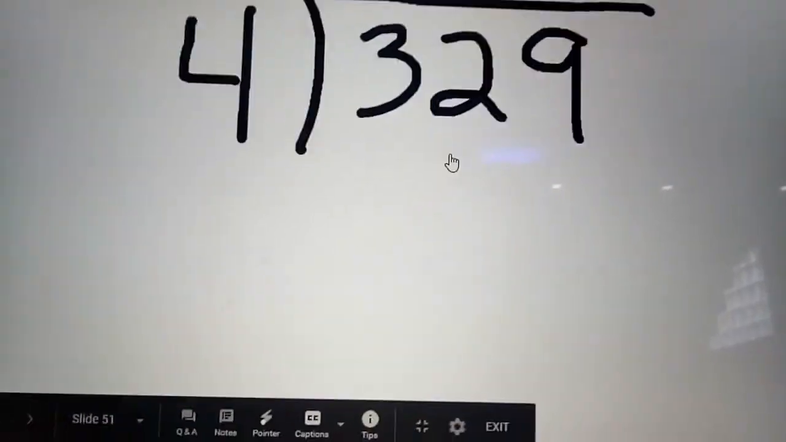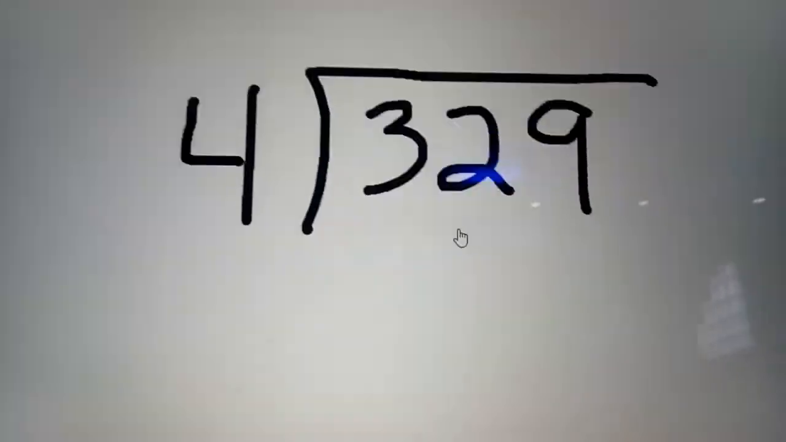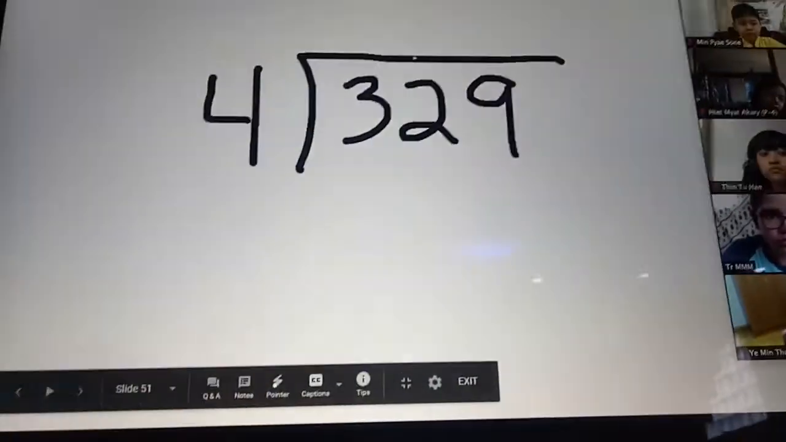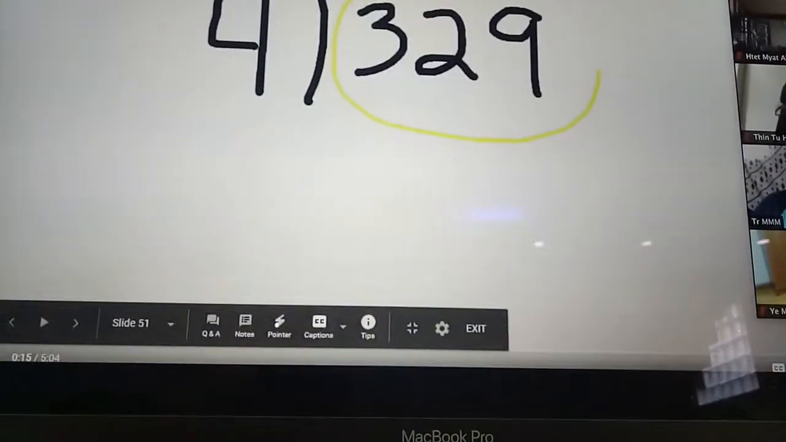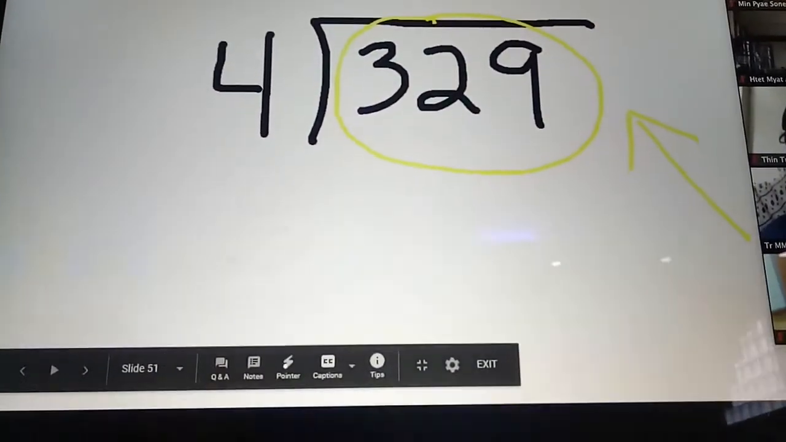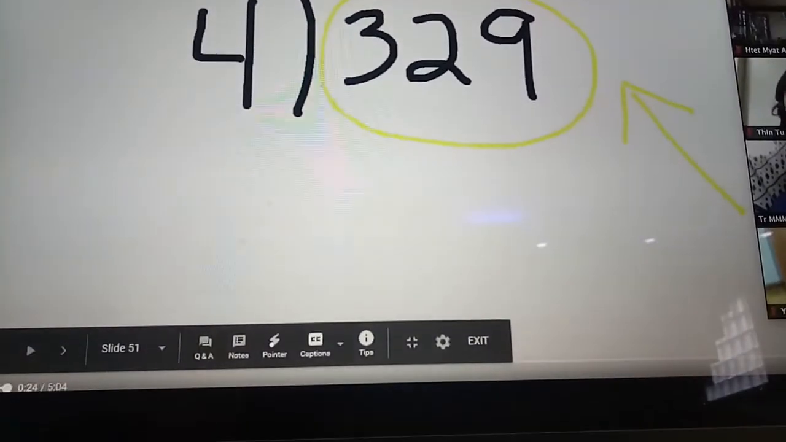Today we're looking at 3-digit division by 1-digit division. Before we go too far though, we want to make sure that our math vocabulary is ready to go. First, we're going to look at this number inside of the division box. That, remember, is our dividend. It's the number that's larger, it's inside of our division box.